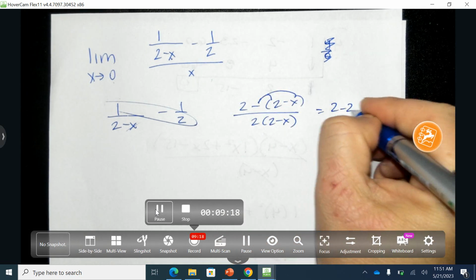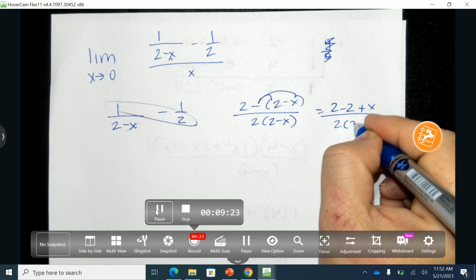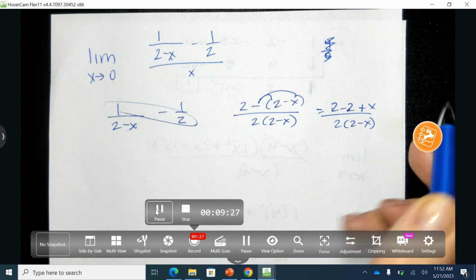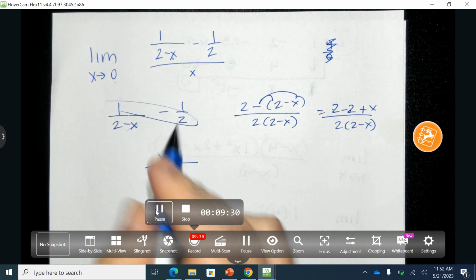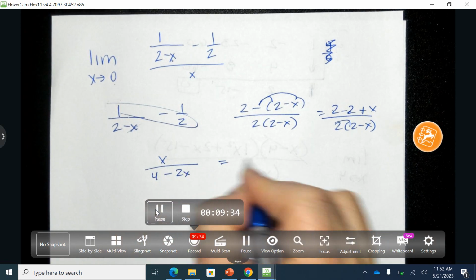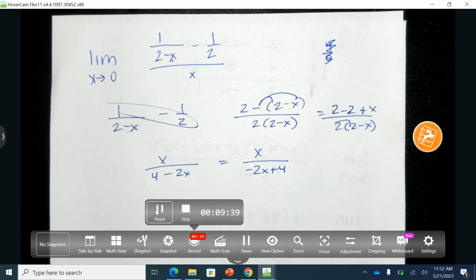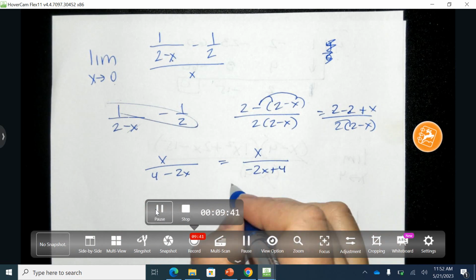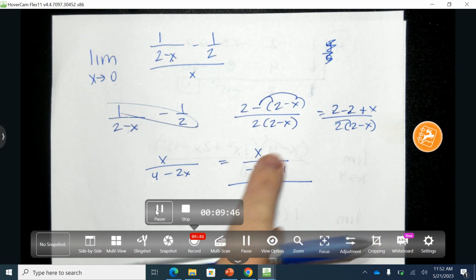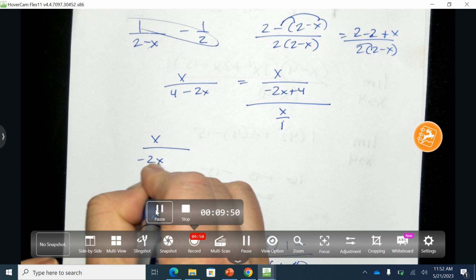I get 2 minus 2 plus x over 2 times the quantity 2 minus x. Okay, 2 minus 2 is just 0, so 0 plus x is x. So I have x over, and there's 4 minus 2x. So x over negative 2x plus 4, I guess I could rewrite it as. This is my numerator, and the entire thing goes over the denominator. I'm going to write this as x over 1. So my numerator is x over negative 2x plus 4.